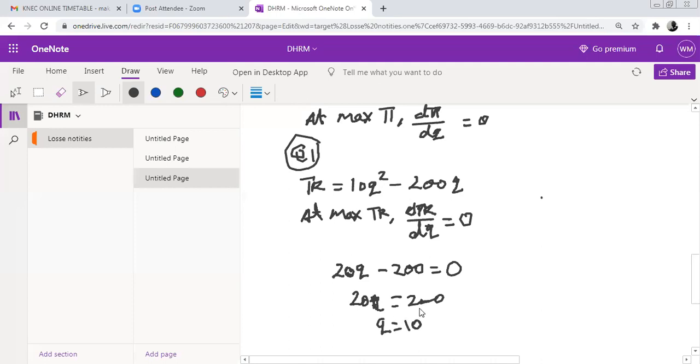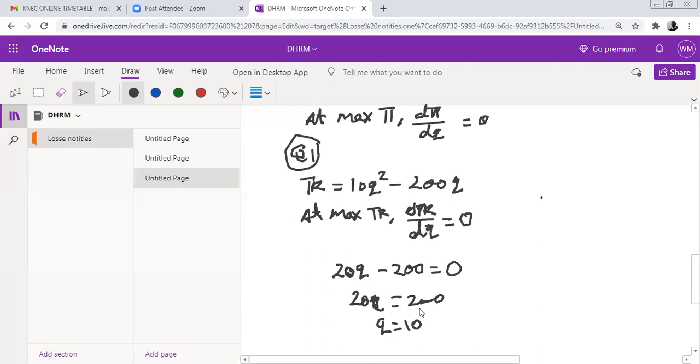And is that what the question was asking? Determine the level of output that will maximize the total revenue. By so doing, you just get your 3 marks. Your Q is 10 units. If the organization produces only 10 units, the revenue will be maximum.